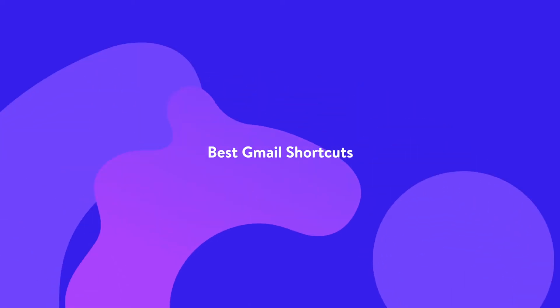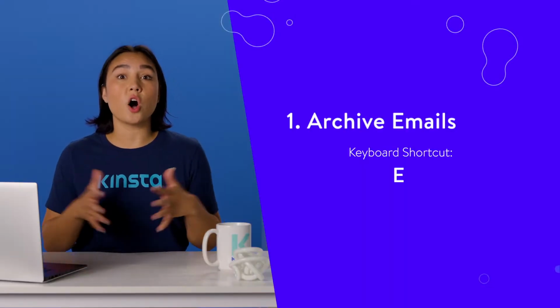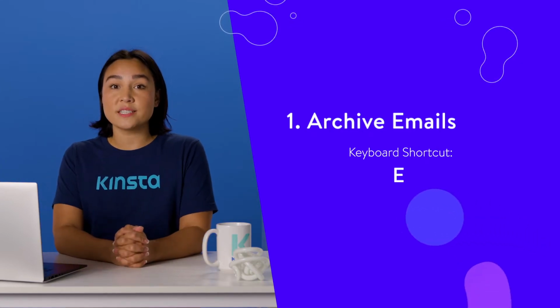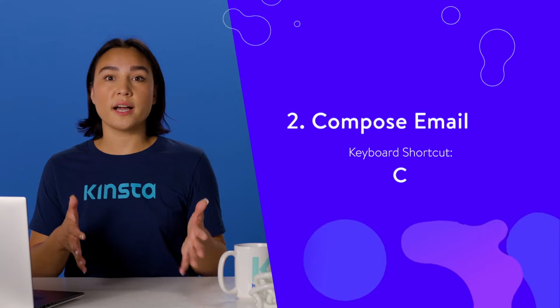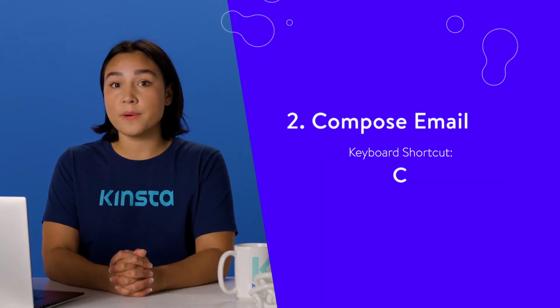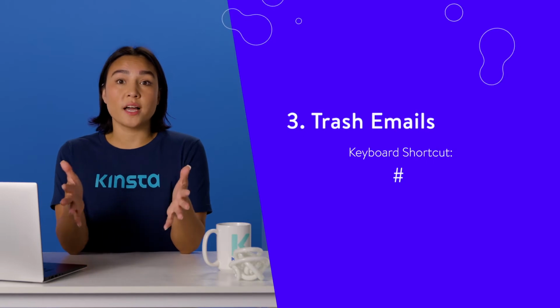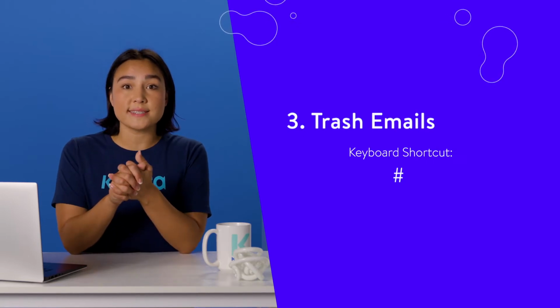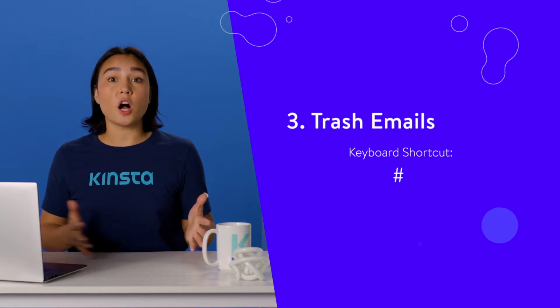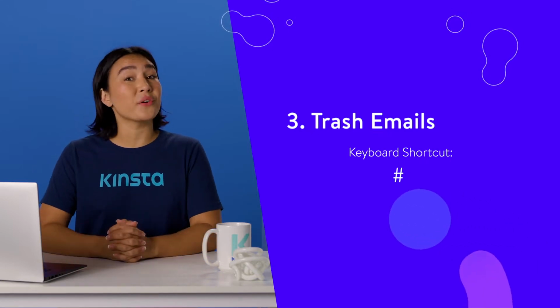Now I'm going to take you through the best keyboard shortcuts that will help your productivity increase in Gmail. This shortcut will take all your selected emails and move them into your archives rather than deleting it. This nifty shortcut opens a new email on your screen, just like the plus compose button. This Gmail shortcut will take the emails you have currently selected and move them into your trash folder. The trash folder automatically deletes your emails after 30 days.